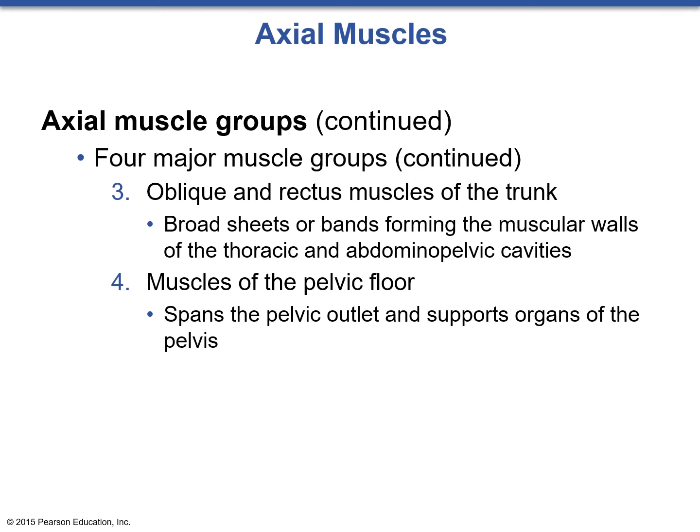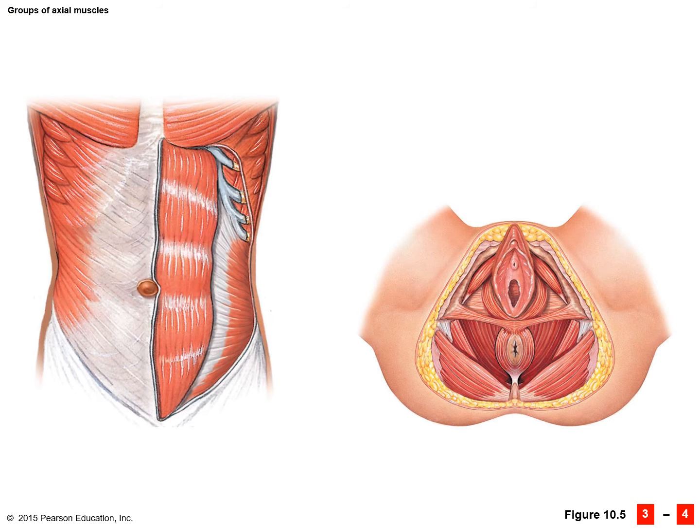The other 2 major muscle groups of the axial muscle group system are going to be the oblique and rectus muscles of the trunk and the muscles of the pelvic floor. Here we can see all the muscles of the trunk that are going to help to stabilize the torso, make sure it stays upright, and brace the body during movement. And then the muscles of the lower pelvis that, again, are going to aid in the same capacity as the abdominis and help to keep a lot of the organs in, stabilize and brace during movement, and be involved in, of course, digestion and defecation and urination.